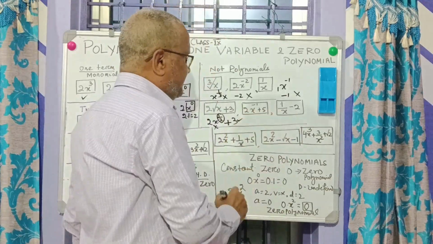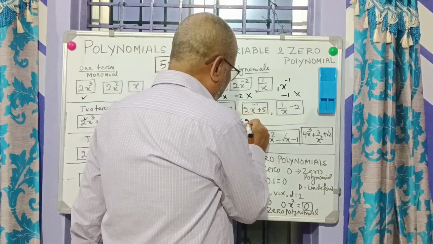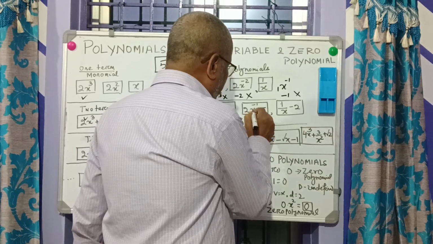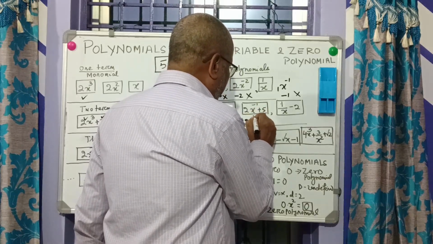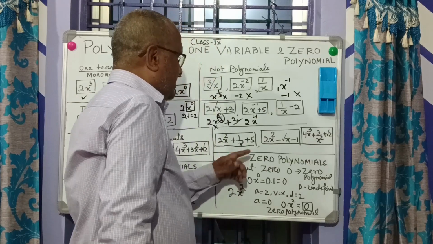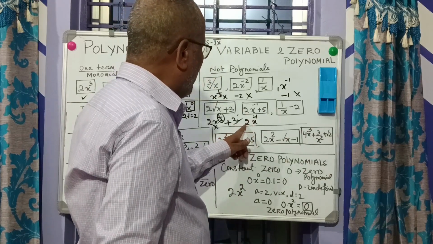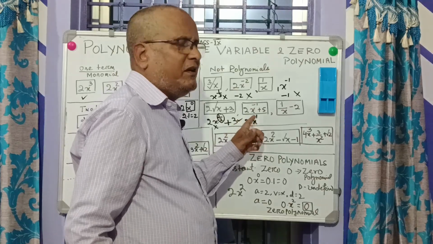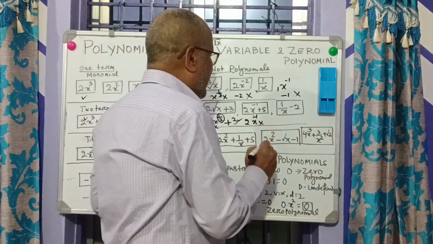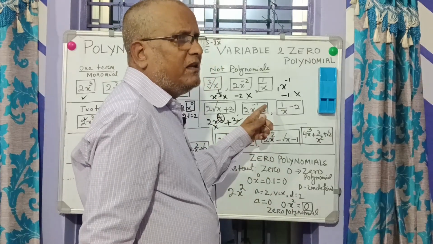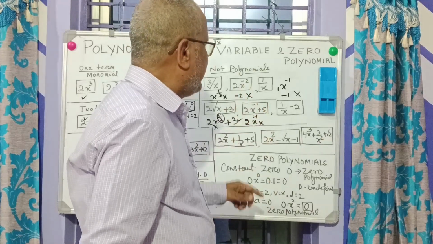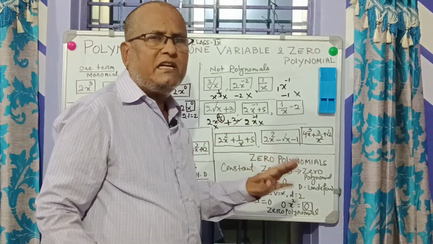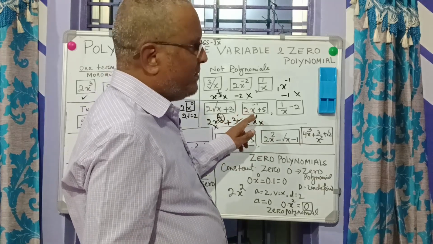Similarly, compare this: 2x minus 1. So variable x, coefficient 2, but the exponent is a negative integer. So it is not a polynomial. But 5 is a constant polynomial. The second term satisfies, but the first term doesn't satisfy the conditions of a polynomial.